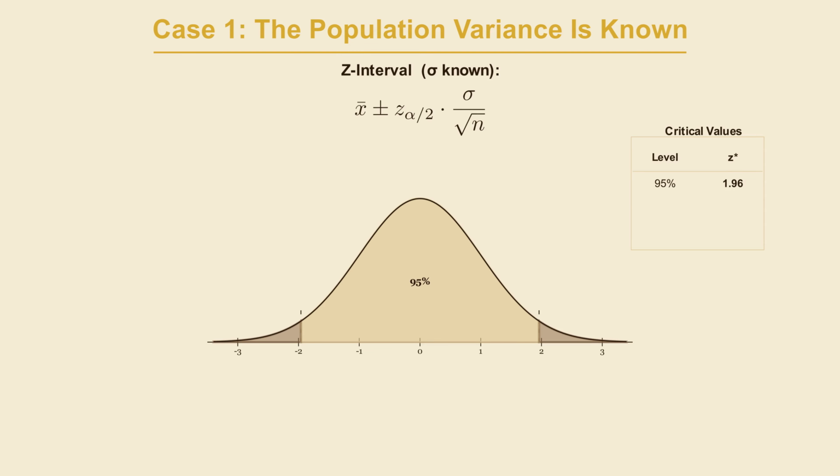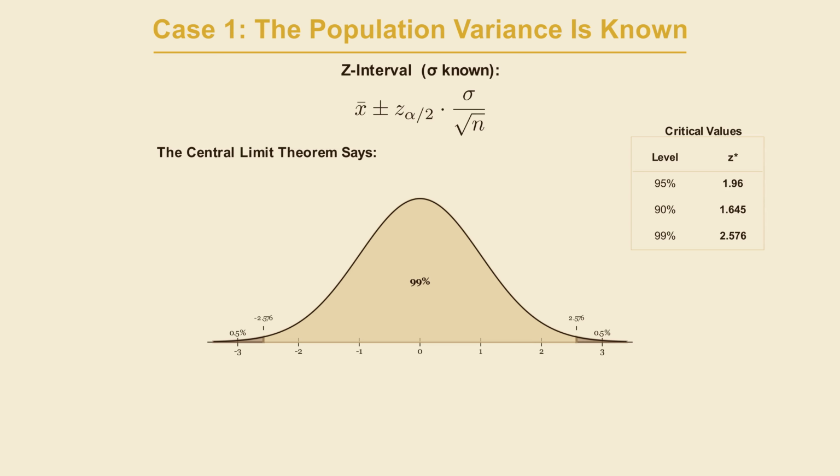You want the middle 95% of the standard normal distribution. That leaves 5% in the tails combined, or 2.5% in each tail. So you need the z-value where 97.5% of the distribution falls below it. You look that up in the standard normal table, or you can compute it directly, and the answer gives you 1.96. For 90% confidence, the same logic gives you 1.645, and for 99% confidence, it gives you 2.576.